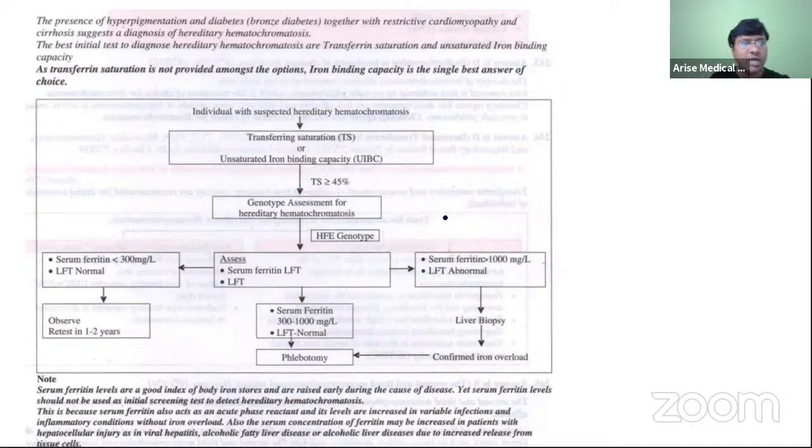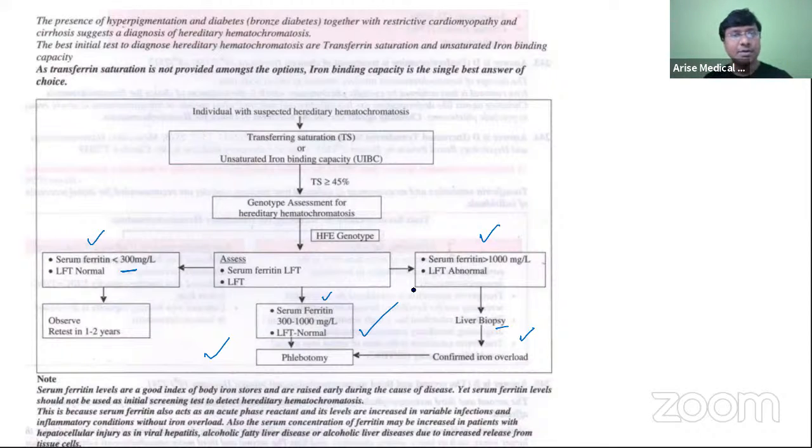Okay. So how will you approach this patient? If serum ferritin levels are less than 300, observe the patient. Don't do anything. But if the serum ferritin levels are 300 to 1000 milligrams per liter, do a phlebotomy. And if the serum ferritin levels are more than 1000, do a liver biopsy, confirm the iron overload, and then you need to do phlebotomy.